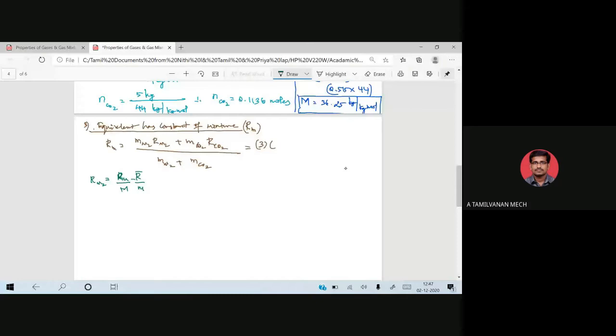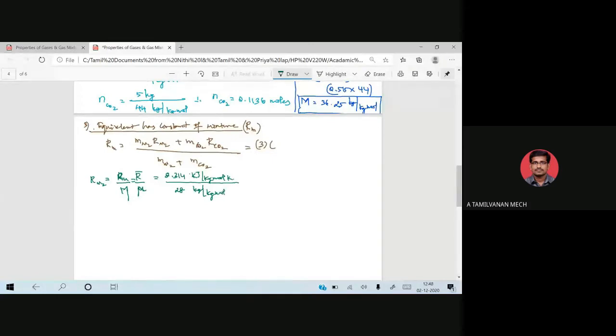Both are the same. R_u or R is nothing but the universal gas constant, which has the value 8.314 kilojoules per kilomole Kelvin, divided by the molecular weight. The molecular weight of nitrogen can be written as mu, and in some books with an uppercase M, in kilogram per kilomole.